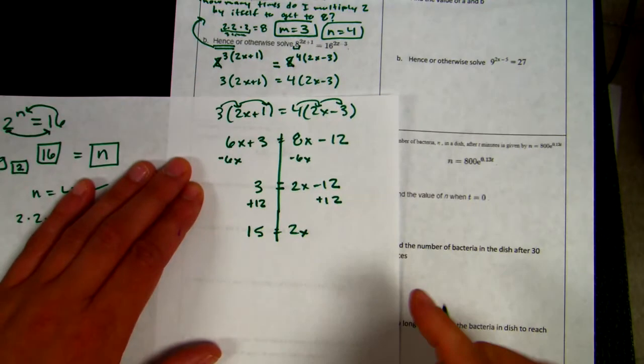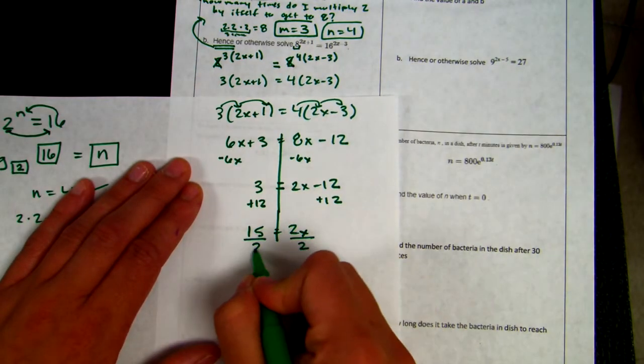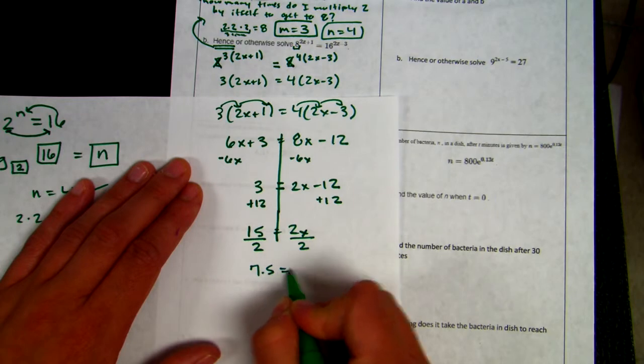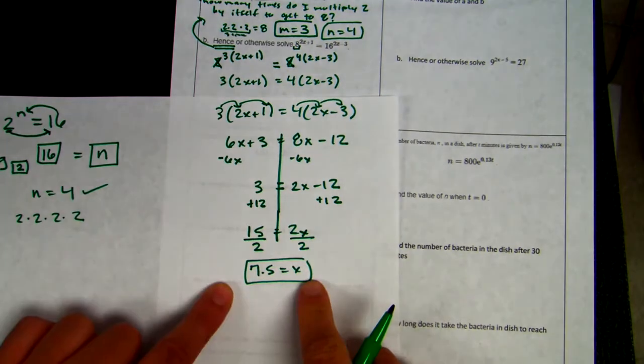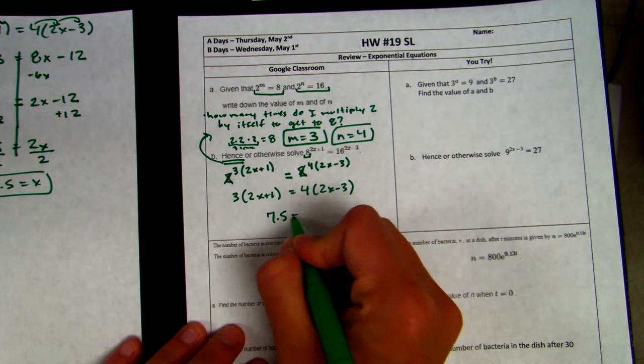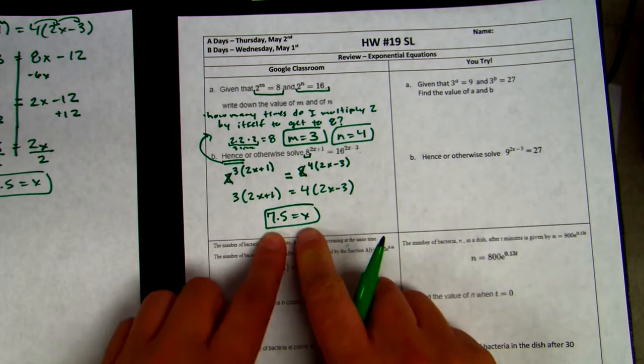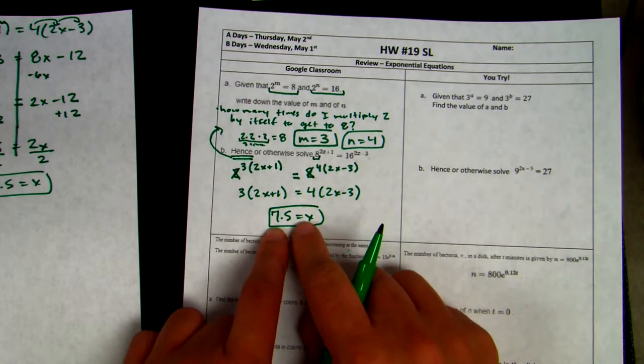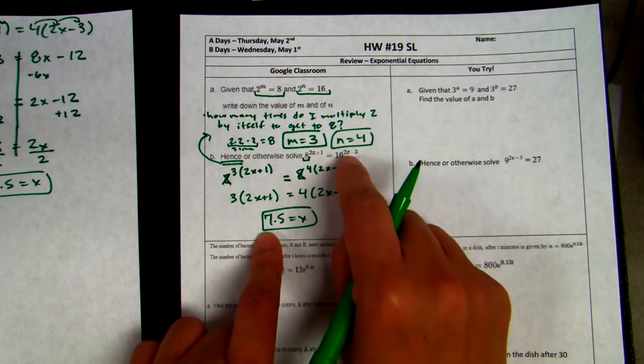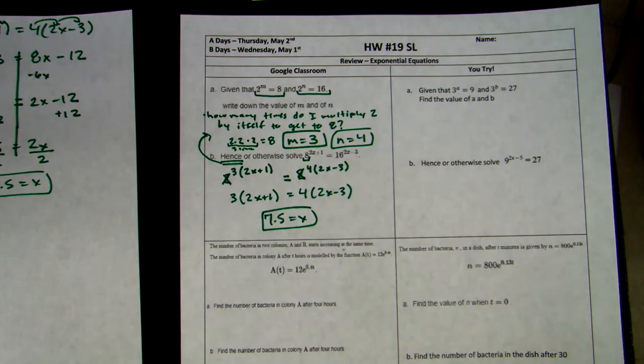X isn't totally by itself yet, so I'm going to divide by 2 on both sides. So I get 7.5 is equal to X. Okay, and then that is my final answer there. 7.5 is equal to X. If I wanted to double check that that was true, I could take 7.5 and plug it in for both X's here and see if the left-hand side equals the right-hand side.